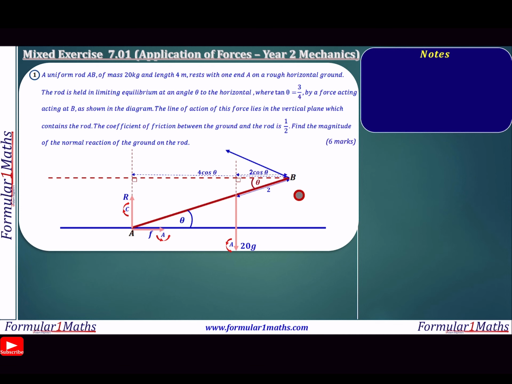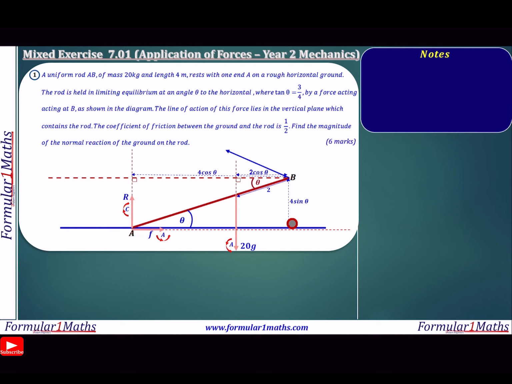Now we need to find the perpendicular distance of this force from B. And so we put in the line of action of the force. We can clearly see that the perpendicular distance will be this way. And that would be 4 sine theta. And that will be resolving the length of the rod along this line. So we now have all our perpendicular distances of the forces.